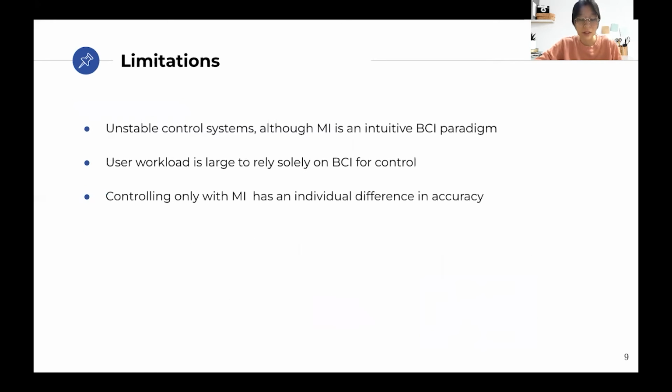However, there are several limitations in this paper. First, MI is an intuitive BCI paradigm, but a control system using it is unstable. In addition, there is a large user workload to rely solely on BCI to control. Finally, there are individual differences in accuracy when controlling only with MI. Therefore, we will try to improve these limitations.